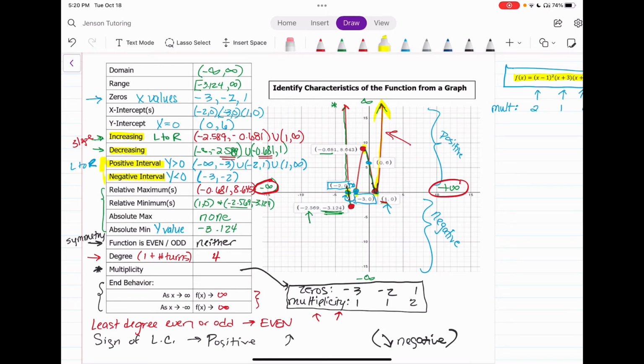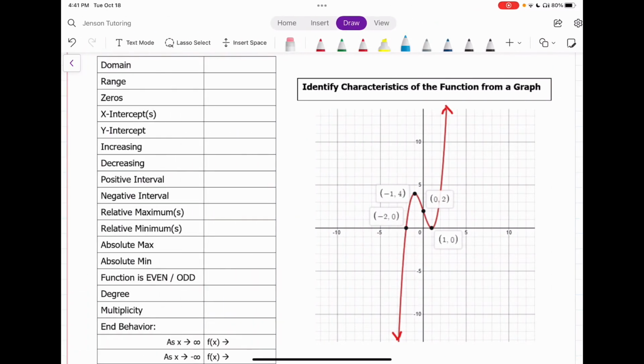Now let's go on to another problem, and we're going to let you try it and see how you do. So we just went over one problem together. Now why don't you take a look at this graph and pause the video and see if you can complete the table over here with the characteristics of the function looking at this graph. So pause the video, and then when you're ready, we'll come back and you can check all your answers.